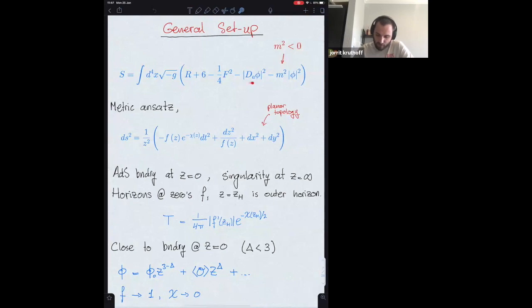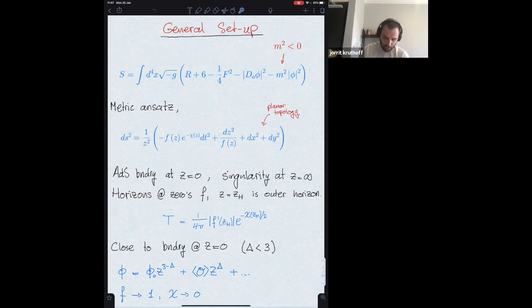And in the 2 cases that we'll consider, either this is just the usual covariant derivative with respect to the geometry, or there is an additional piece coming from the charge of the scalar. And what we will do is just solve these equations of motion, and we'll do that in a particular metric ansatz. And the metric ansatz that we'll be choosing is this one. So there's a 1 over z squared here up front. There's this function f and chi, and the transverse directions will just be a planar topology.